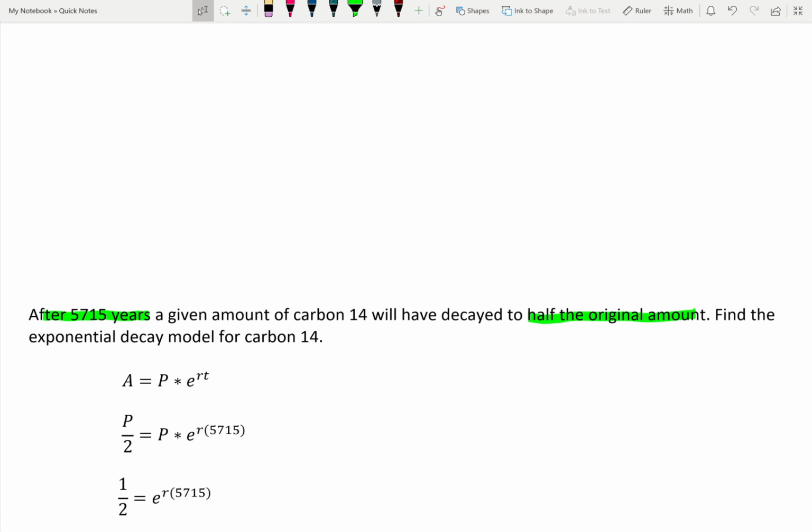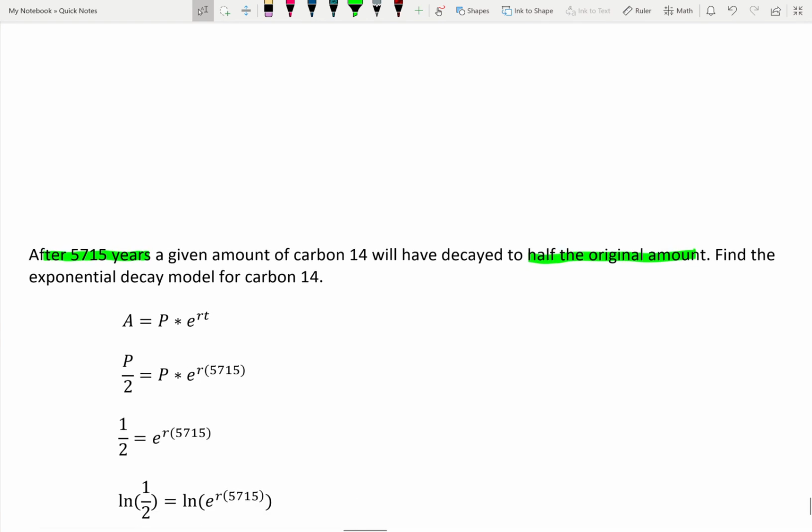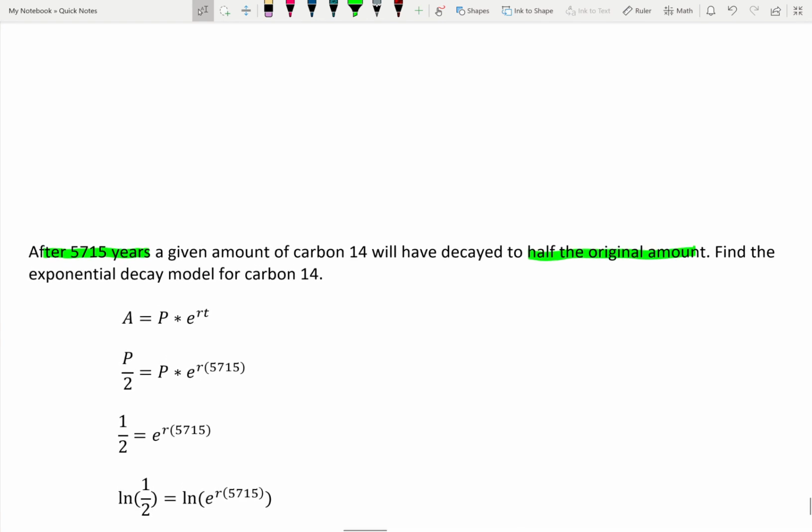This is great because we went from having 2 unknowns in our equation to just 1. And whenever we have one equation with 1 unknown, we can most likely solve for that variable. So I have 1/2 equals e to the r times 5,715. How do I undo this e right here?